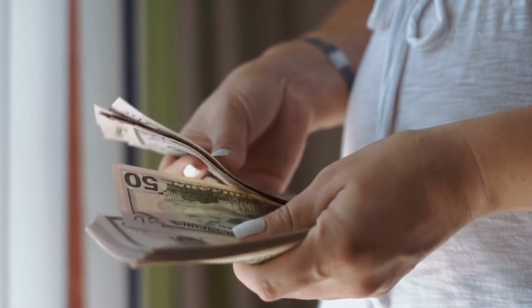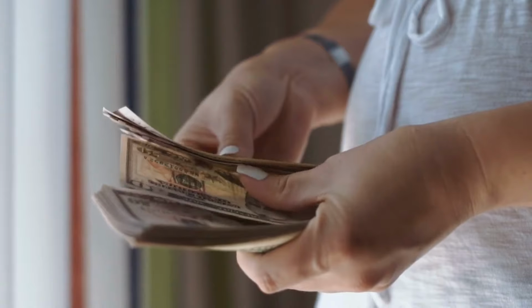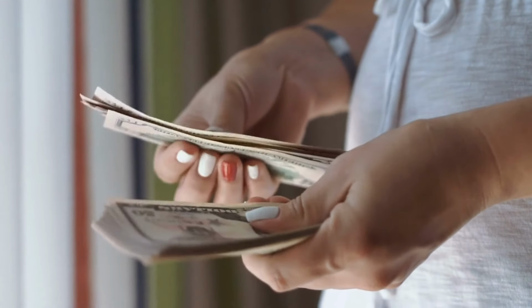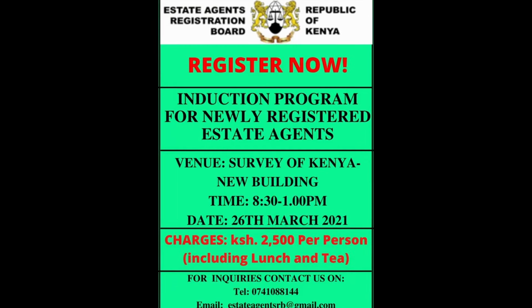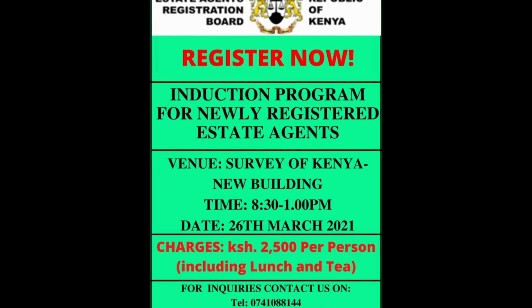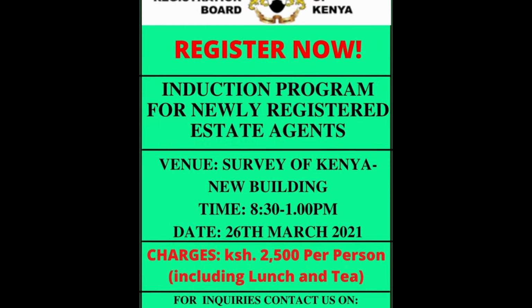Paying 10,000 will allow EARB to add your name into the Kenya Gazette, so that you are added to the list of the existing real estate agents. In past years, EARB has been holding an induction conference for all successful agents.